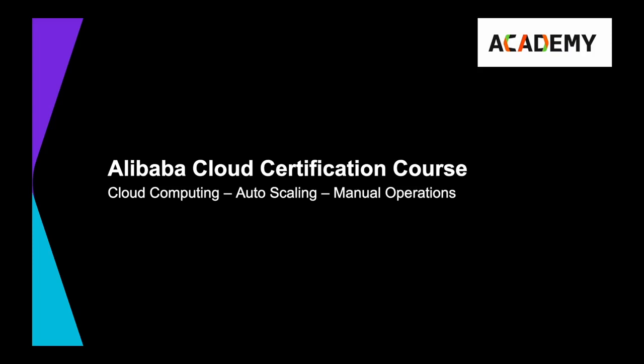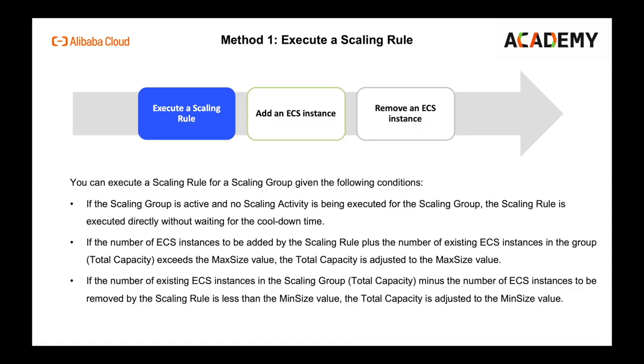Welcome back. We will now take a look at manual operations. What I'm talking about here is manual scaling operations. So you can execute a scaling rule by hand that will add or remove ECS instances. You can execute a scaling rule given the following conditions.